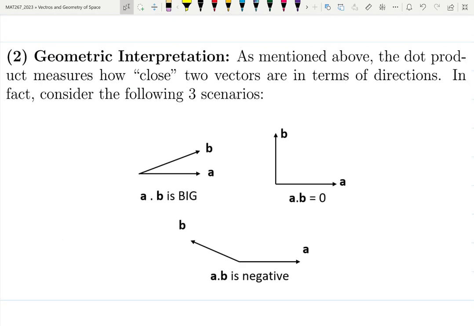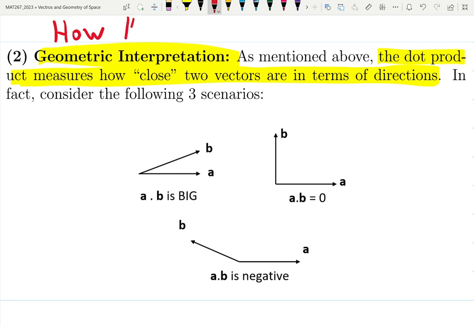So the dot product, let's write this down. The dot product measures how close two vectors are in terms of direction. So the geometric interpretation will be how close to each other. That means how parallel. I just put two lines together, but that means parallel. Let's do how parallel vectors are to each other.